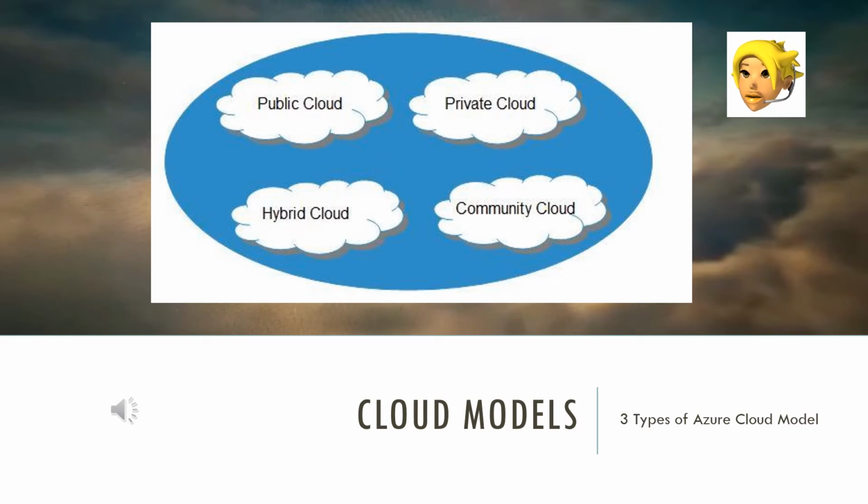But this can be used very frequently. Majorly there are three types of Azure cloud model: public, private and hybrid. Public cloud is a service on the public internet that anyone who wants to can purchase. Cloud resources such as server, storage, etc. can be used in the public cloud.